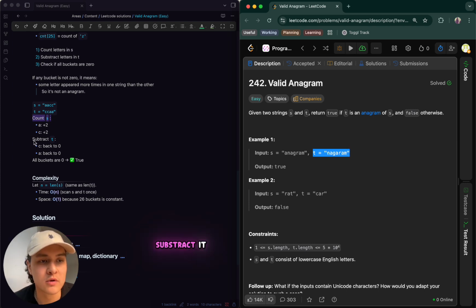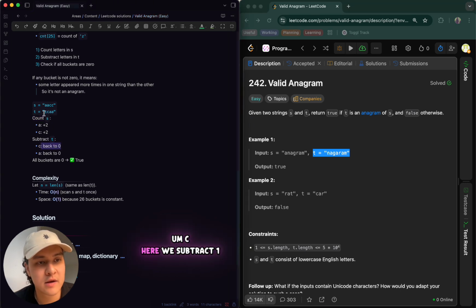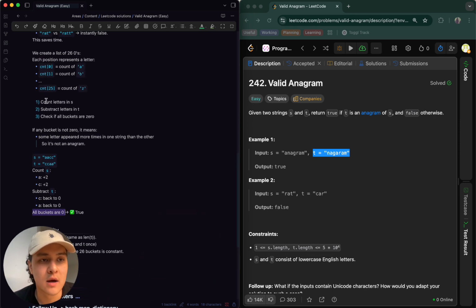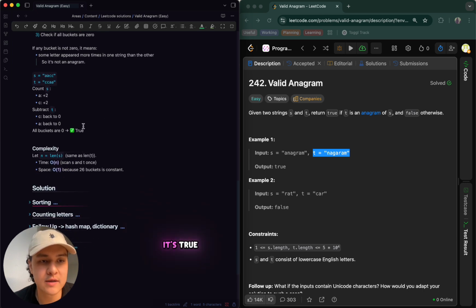When we subtract, for example, when we see C here, we subtract 1, so decrementing by 1, and do the same. And it will go back to 0. If all buckets are 0, it means that in the end, in the list, we have all zeros, and it's true. It means that this is an anagram.